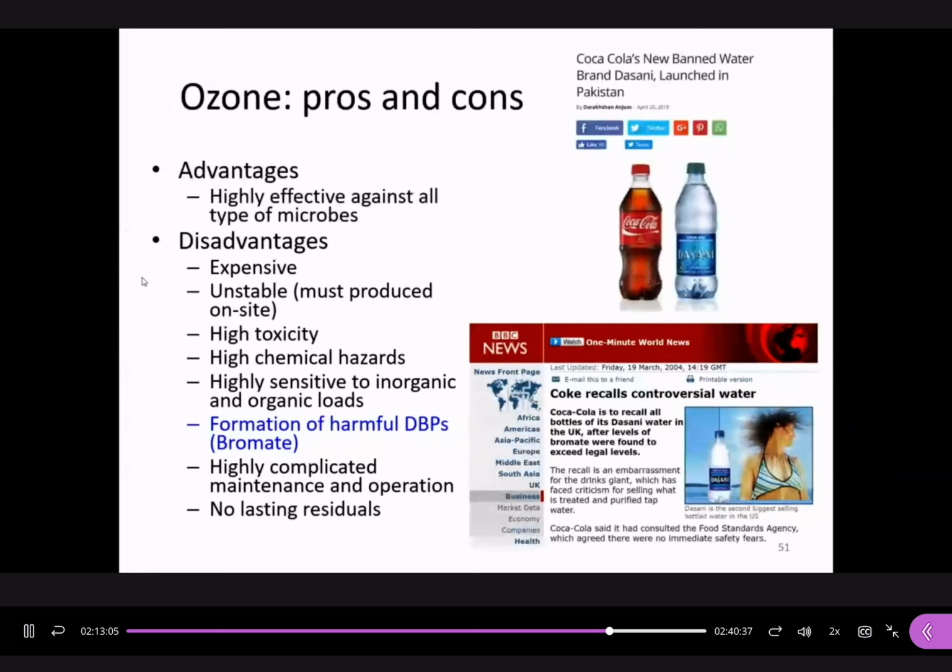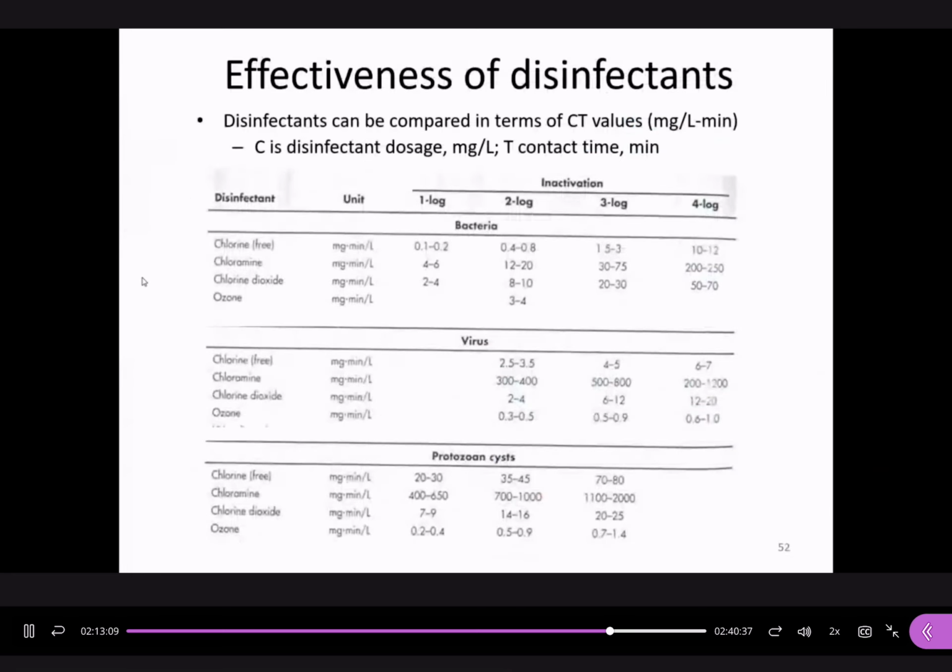Right. Effectiveness of disinfectants. How do we compare? We compare safety value, with different inactivation for bacteria, virus, and protozoan. We have the disinfectants free chlorine, chloramine, chlorine dioxide, and ozone. Ozone has the smallest safety value, which shows its power in disinfection. Then chlorine dioxide. Look at the numbers, and then free chlorine, and then chloramine. We compare this value.